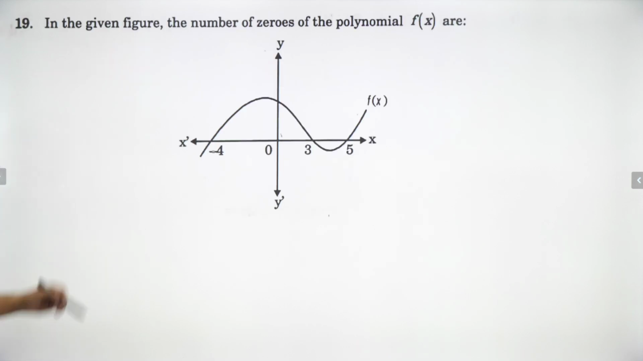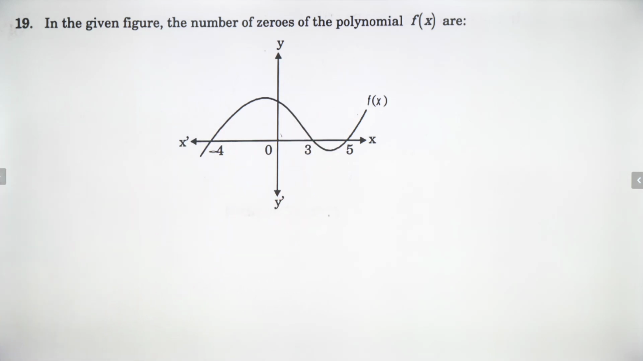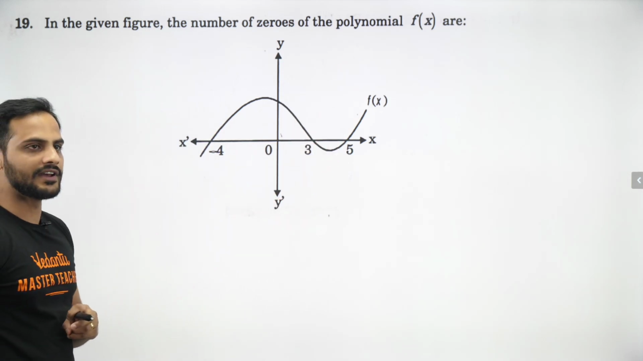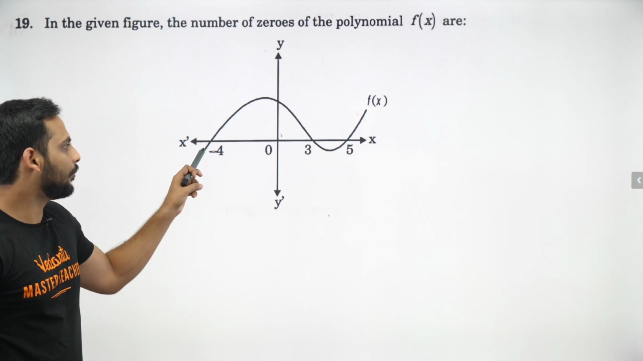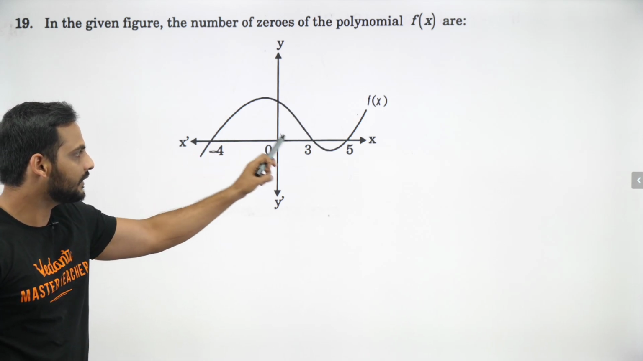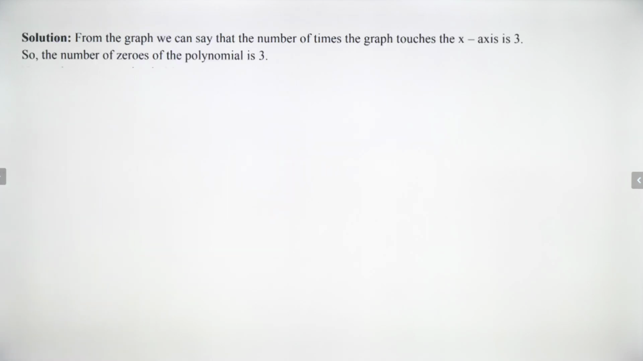Awesome. Next question. In the given figure, the number of zeros. जल्दी से बताओ. Number of zeros. How many number of zeros are here? Tell me quickly. How many number of zeros are here? 3. Very good. Point of intersection with x-axis. So 1, 2 and 3. -4, 3 and 5 are the zeros for this polynomial.